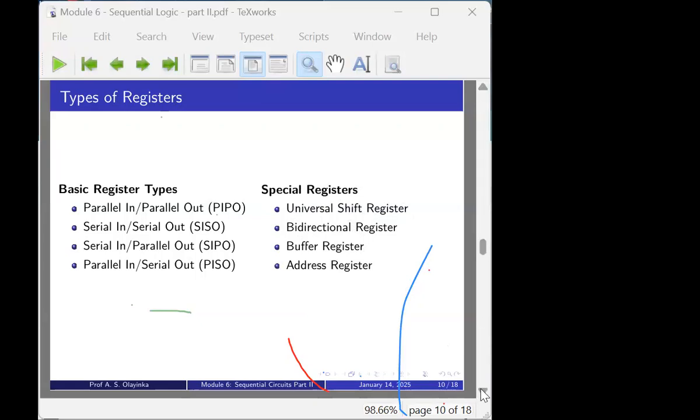In their various applications, remember we said they are used in microprocessors. And when you talk about a microprocessor, you are talking about what? A mini computer, okay?